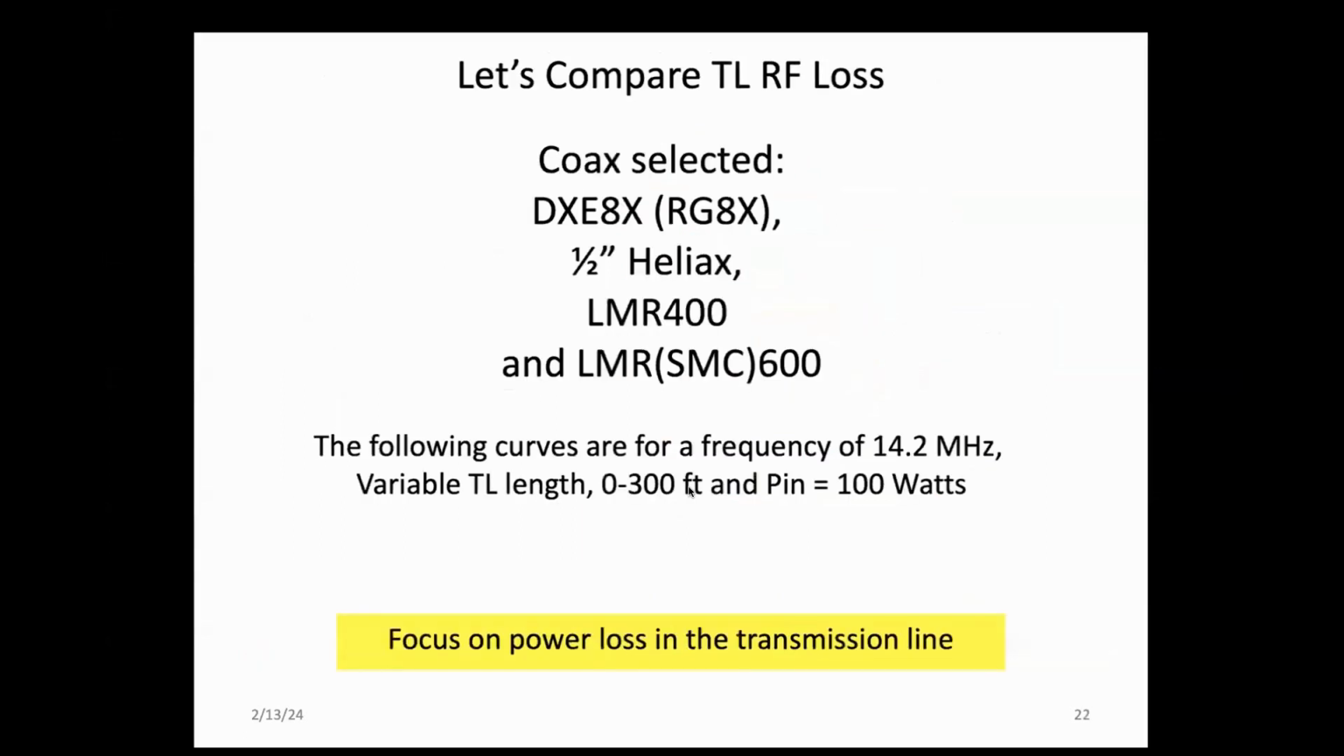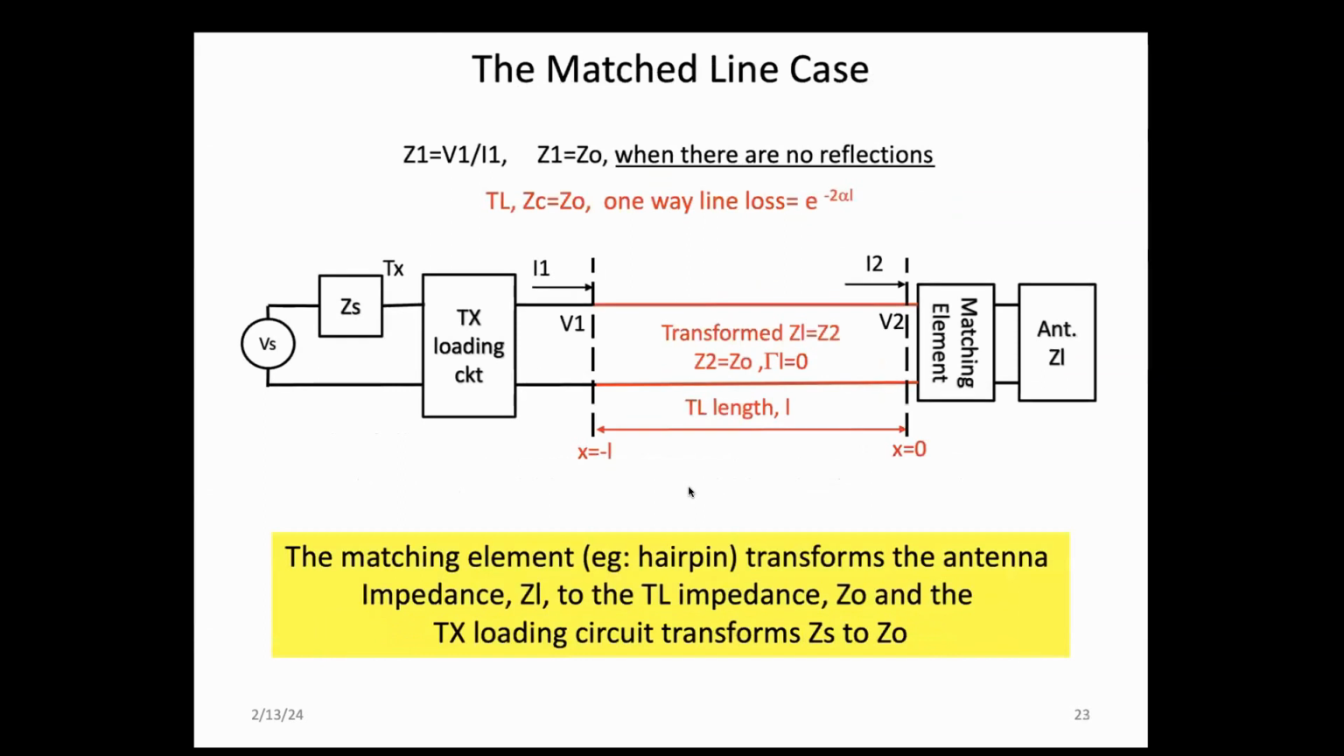Next slide, please. These are the 4 coax that I used for comparison. I did it at 14.2 megahertz, variable line length of 0 to 300 feet, and assumed that the input power was 100 watts. And what we're going to look at is the power loss on the transmission line. Next slide, please. So the first is the matched line case. These were the specifications that were given on the DX Engineering page when they gave you the attenuation per 100 feet. That was a matched line case.